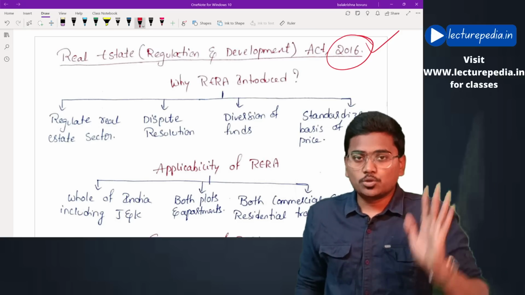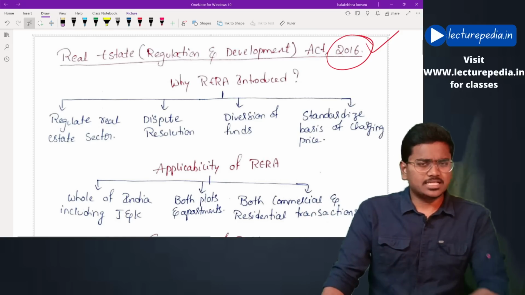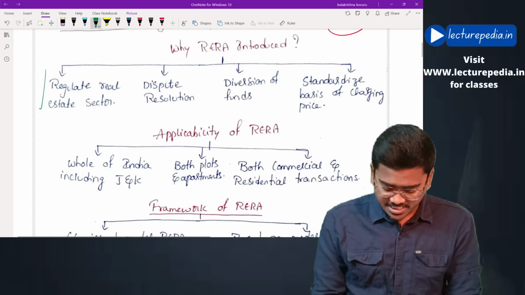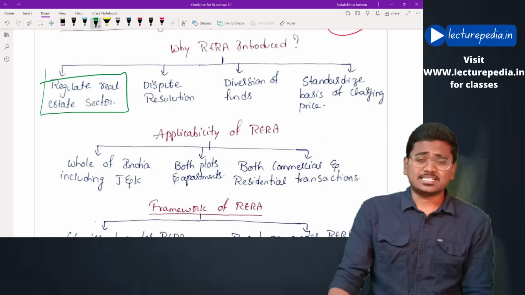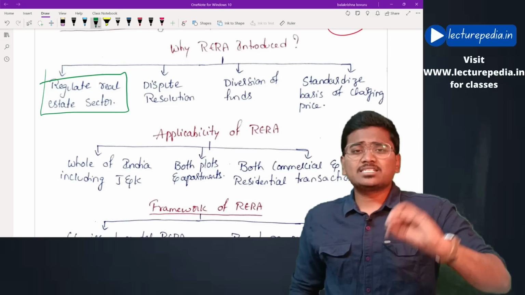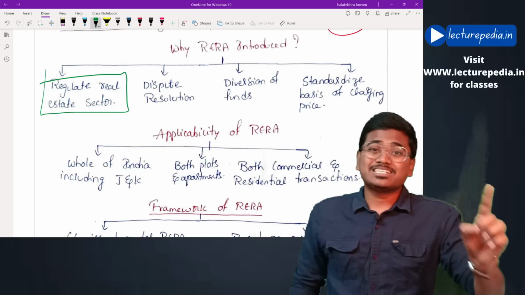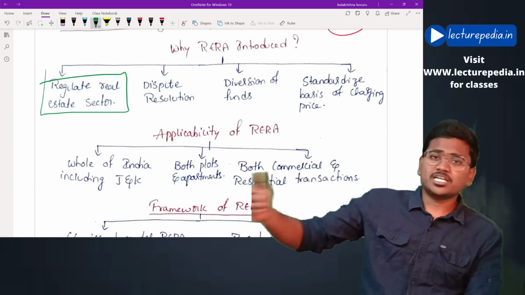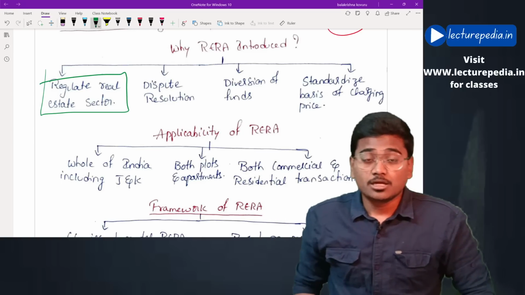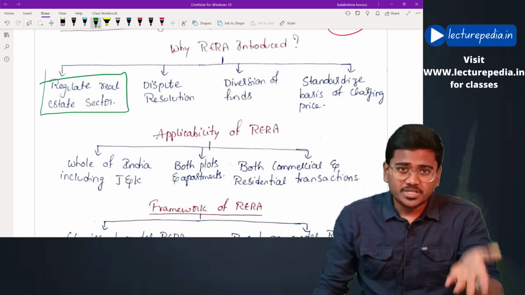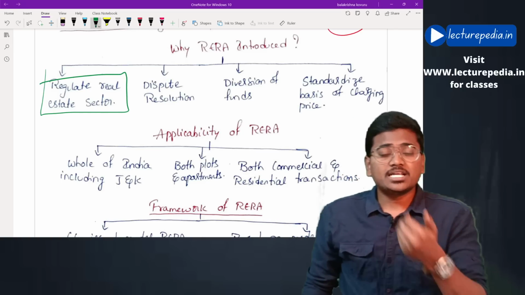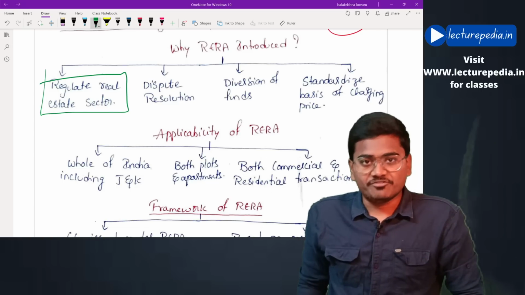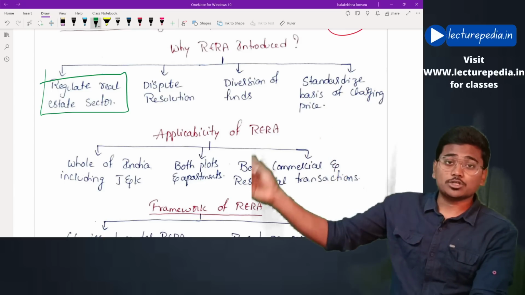Now why was RERA implemented in 2016? There are many reasons. I will be sharing with you some of them. Firstly, to regulate the real estate sector. See, to regulate stock market transactions we have SEBI, Securities Exchange Board of India. In the same way, to regulate banking companies we have RBI, to regulate insurance companies we have IRDA. But to regulate real estate transactions there was no authority and no act. So RERA was brought into effect. Hope this is clear. This is one of the reasons why RERA was brought into effect.